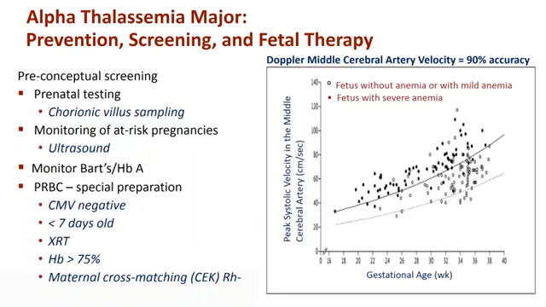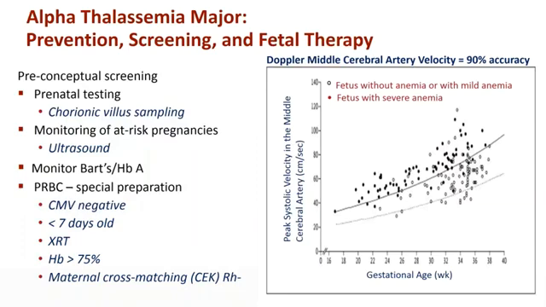So in general, preconceptual screening is necessary, as well as prenatal testing and monitoring of pregnancies with ultrasound. And on the right, you can see a simple transcranial Doppler of the fetus, which can very safely separate out which fetuses are severely anemic without any invasive testing. In fact, the accuracy of the middle cerebral artery is over 90%.